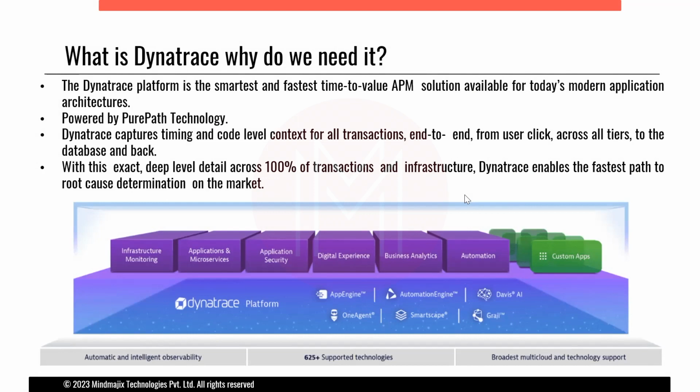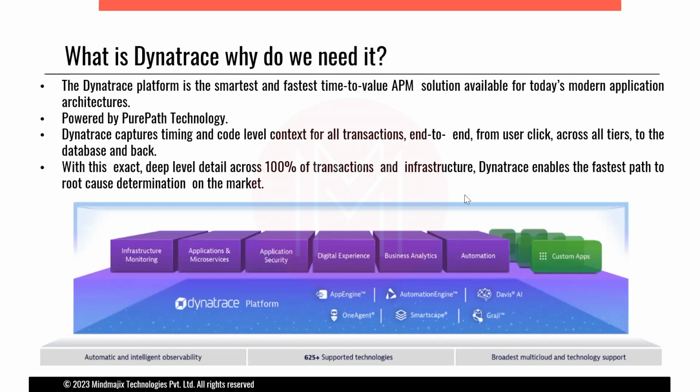This means Dynatrace can follow a user click all the way through your application stack from the front end to the back end, including all the different tiers and services that would be involved within that application. By doing so, Dynatrace can provide you with an exact and deep level of detail for each and every one of 100% of your transactions and infrastructure. This level of visibility and granularity is essential for troubleshooting and root cause determination.